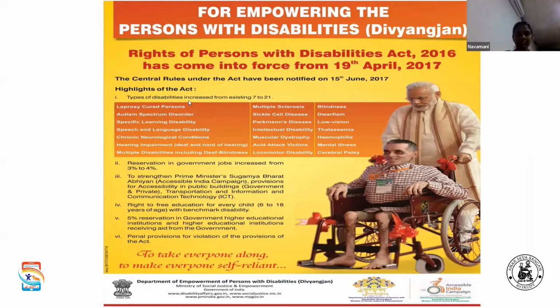So now the other important legal framework in India is the RPwD Act, which is based on the UN CRPD. It also talks about accessibility and the environmental intervention.